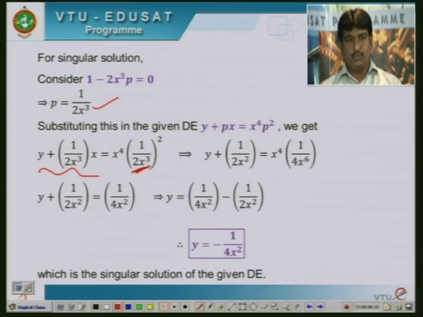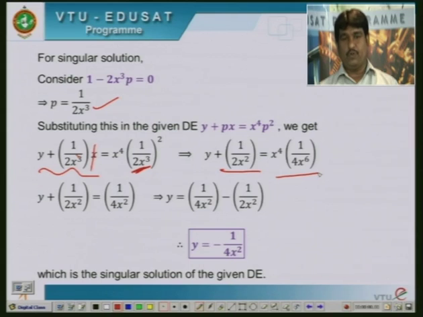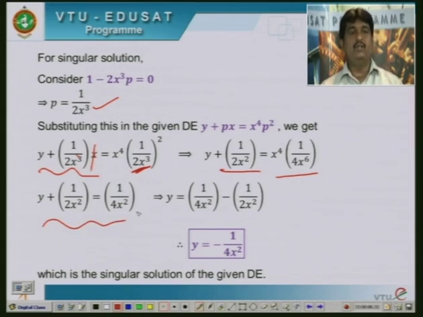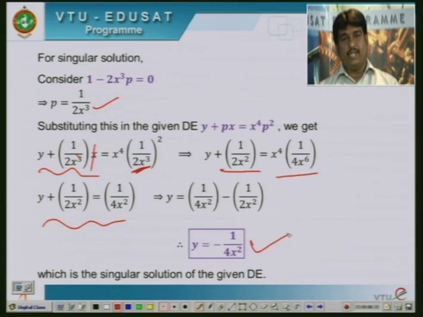P is 1 by 2x cube. So y plus 1 by 2x square, cancelling one x here. So y plus 1 divided by 2x square equals x to the power of 4 into 1 divided by the square of 2x cube, which is 4x to the power of 6. After simplification, you get y plus 1 by 2x square equals 1 divided by 4x square, which implies y equals minus 1 divided by 4x square.